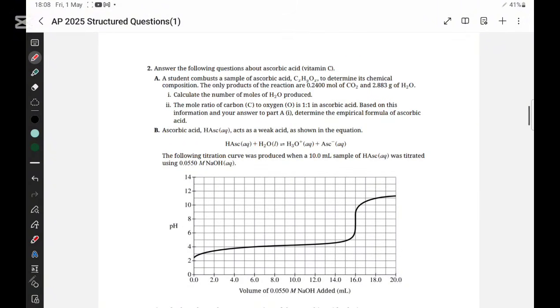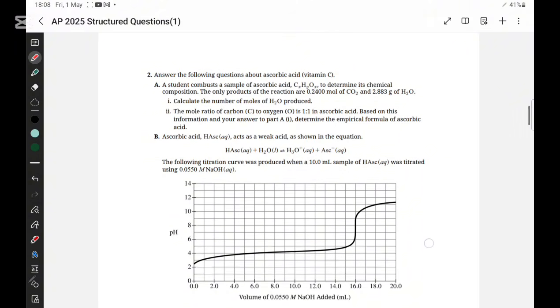Now for the next question, a student combusts a sample of azobic acid to determine its chemical composition. The only products of the reaction are 0.24 mole of carbon dioxide and 2.883 gram of water. So first they are saying calculate the number of moles of water produced.